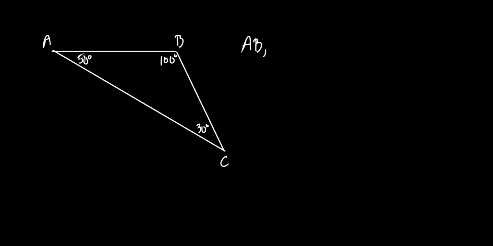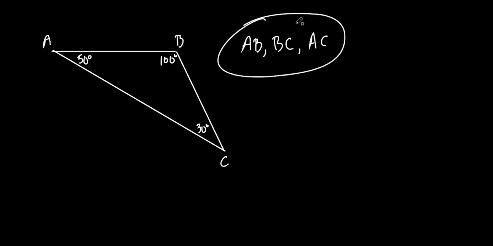What's the next one going to be? Well, 50 is next, right? So BC is opposite. So BC. And then what's the biggest one? AC, because it's opposite the 100, and that's AC. It's as easy as that. You got it? All right.